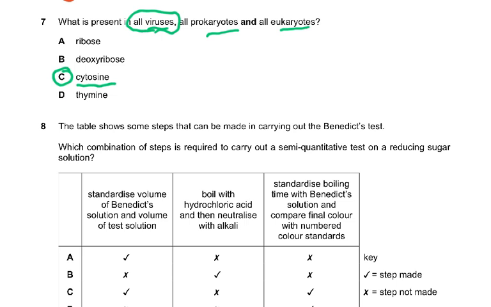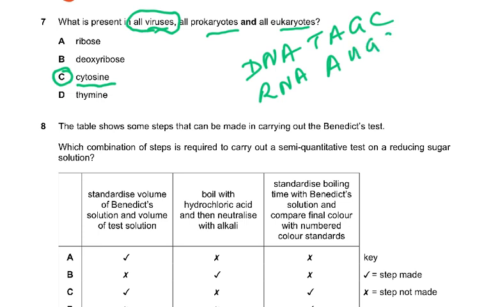So viruses, whether they have DNA or RNA, they will have cytosine because you have to remember DNA contains ATGC, while RNA contains AUGC. So basically adenine, guanine, and cytosine are common to both DNA and RNA, and it said all viruses. So in another paper, they could give you also adenine or guanine. Thymine is only present in DNA. So this cannot be there.